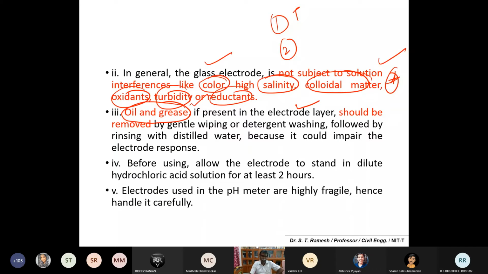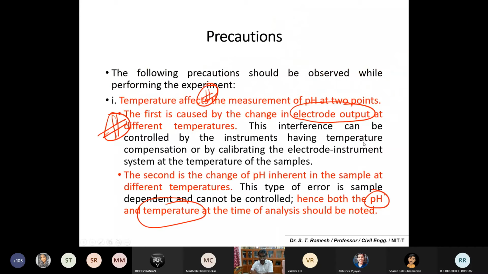Or after measurements, you have to wipe out completely with detergents. Please make a note on this. The electrode should be wiped off immediately after measurements. And the fourth precaution is before measurement: you should keep the electrode at least 2 hours in dilute hydrochloric acid. That is also another criterion. Electrodes used in the pH meter are highly fragile, hence handle them very carefully. So these are the precautions or some important points you have to note down.